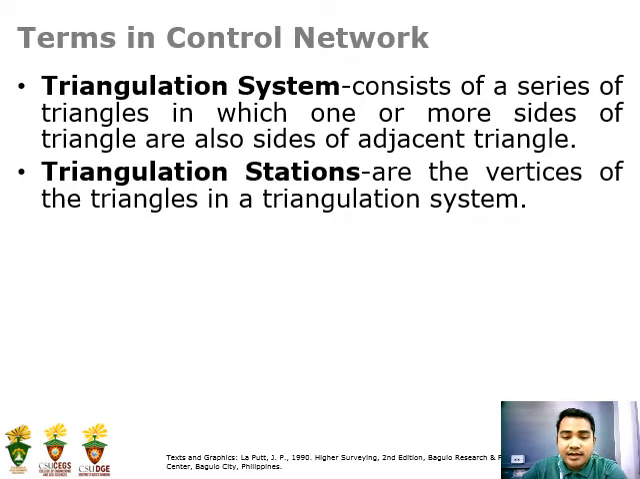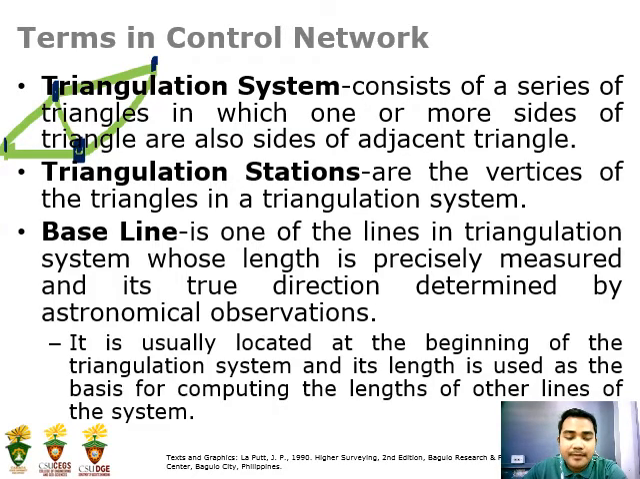Then we also have triangulation stations. These are the vertices of the triangles in a triangulation system. So, for example, you have one triangle, then you put another triangle. The triangulation stations are these blue ones, this is a triangulation station, and this one is also a triangulation station. So they are called triangulation stations.